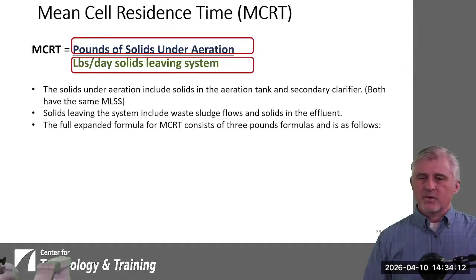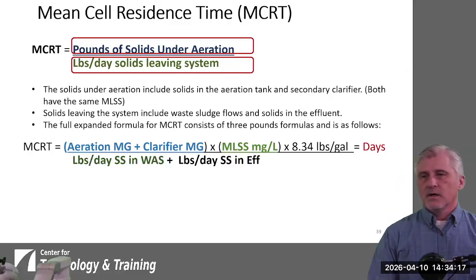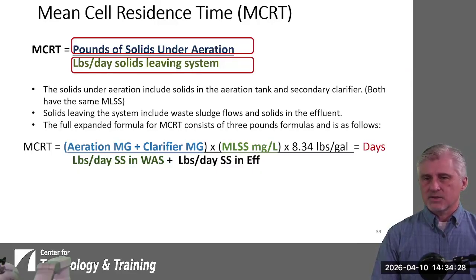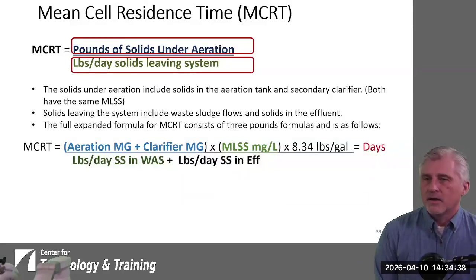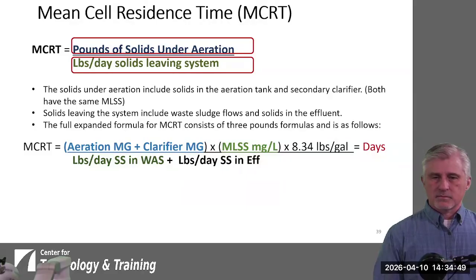So if we want to look at the full formula, and this is another one that I would suggest writing down. It's a long formula, but the MCRT is equal to the million gallons in the aeration tank plus the million gallons in the clarifier, multiplied by the MLSS concentration times 8.34 pounds per gallon. Pretty much sounds like the pounds formula, except we're adding the two together. And then we're going to divide that by the pounds per day of suspended solids in the waste activated sludge, and we're going to add the pounds per day of suspended solids in the effluent.